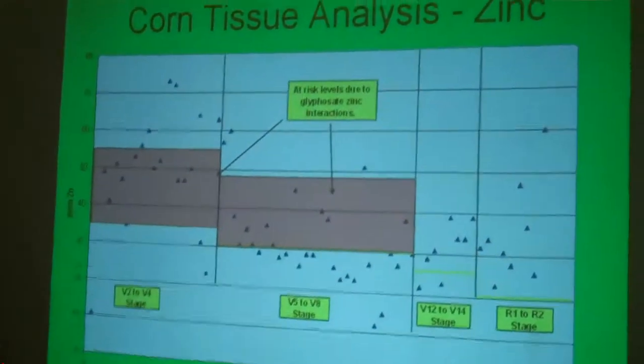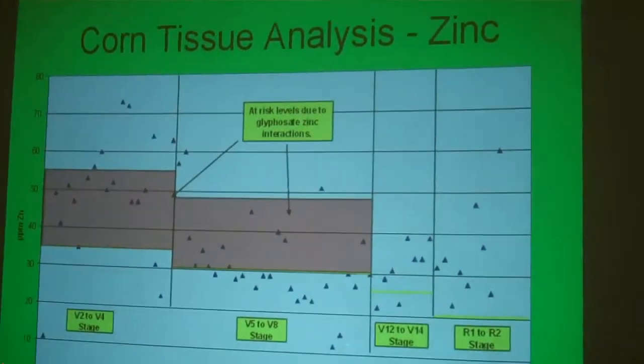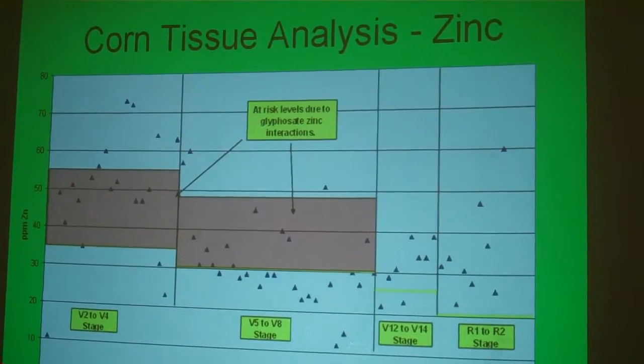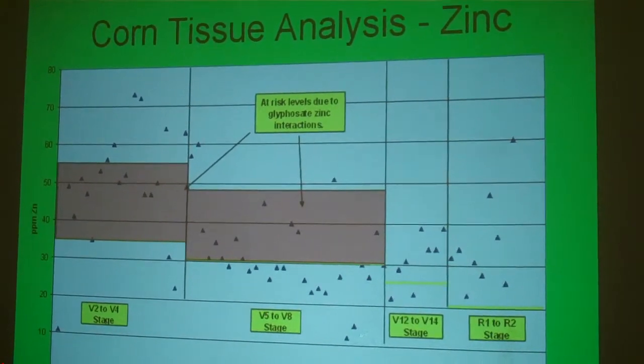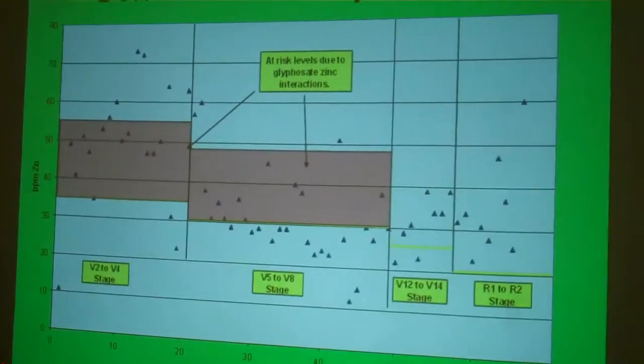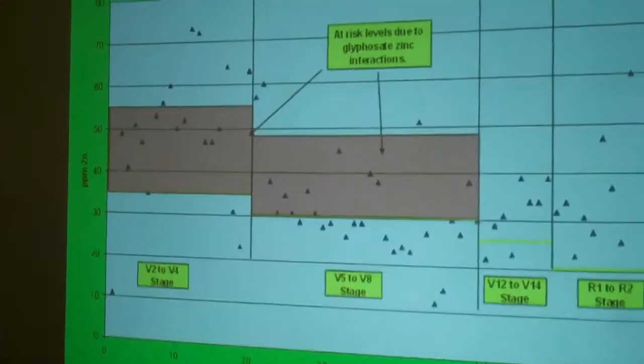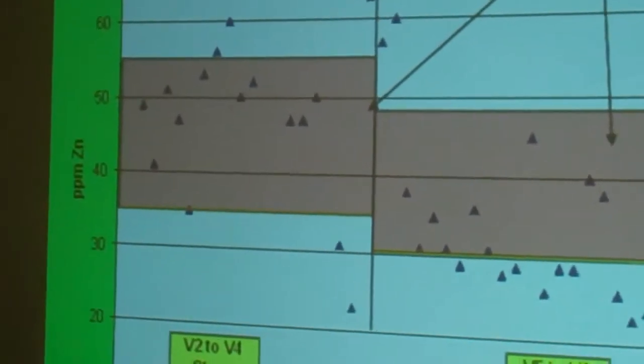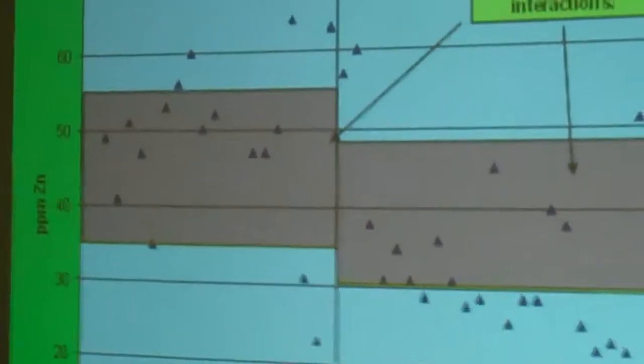So here's some tissue samples that we've done over the last year of 2009, and you can see the yellow line here on the bottom is a sufficient level, and zinc was fine early on. This was tested on Cropland Genetics corn in our answer plot system, and all the Cropland Genetics corn is treated with zinc on the seed.